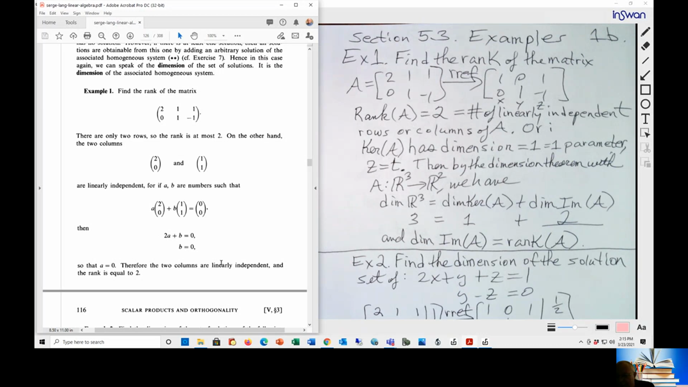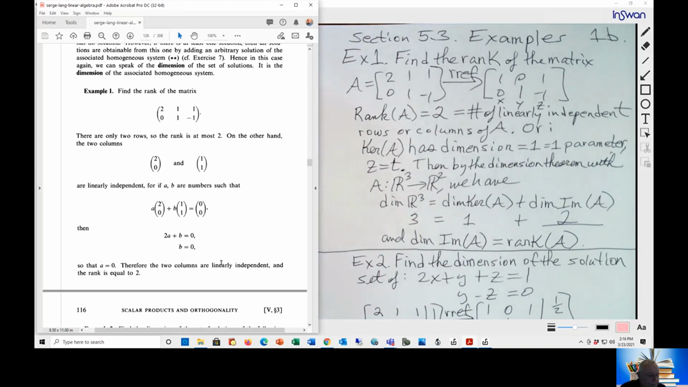And then if you look at your dimension theorem, it's a 2 by 3 matrix, which means the mapping goes just the opposite from R3 to R2. Dimension of R3 is the dimension of the kernel of A plus the dimension of the image of A. So 3 is equal to 1 plus blank. Well, fill in the blank. The dimension of the image has to be 2. And that's equal to the rank of the matrix.